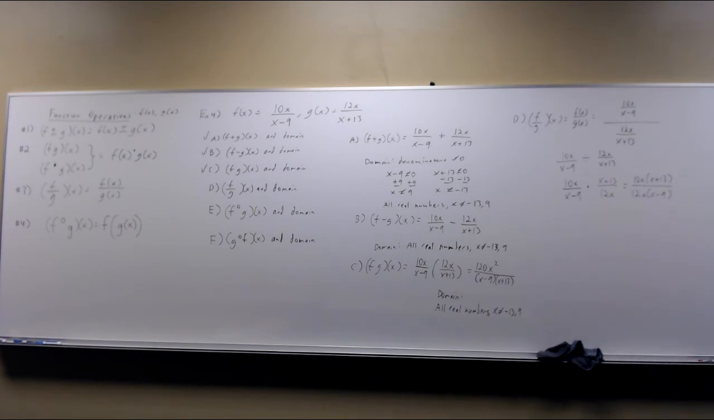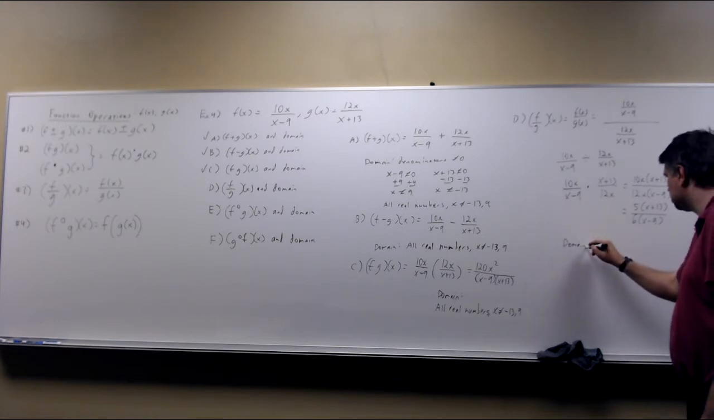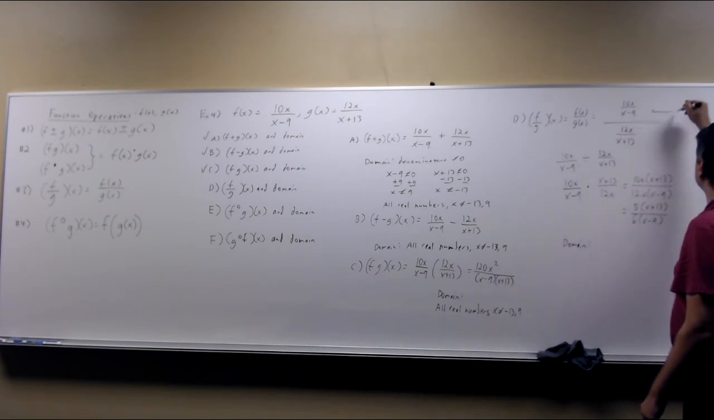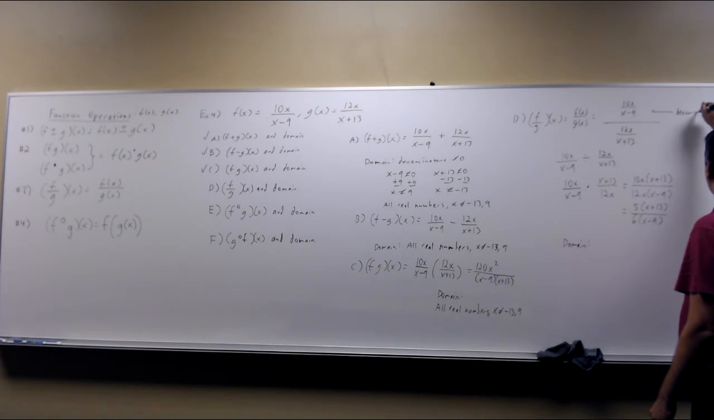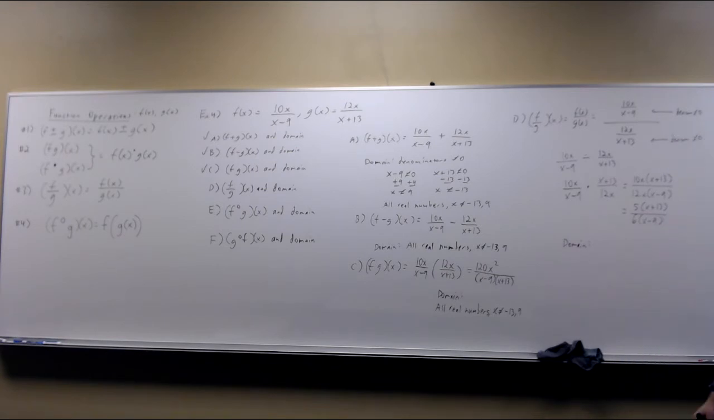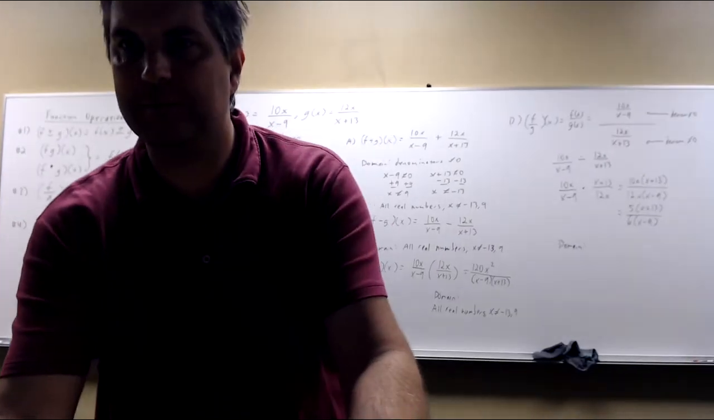Okay. Now, these cancel and that reduces to 5, 6. So this is going to be 5 times x plus 13 over 6 times x minus 9. Okay? But the domain, denominator cannot equal 0. Denominator cannot equal 0. Okay? Now, this is where things start to get a little bit more interesting.